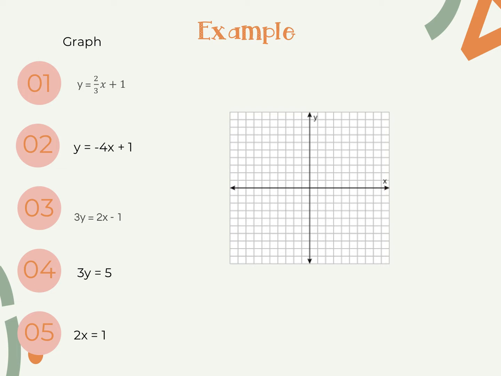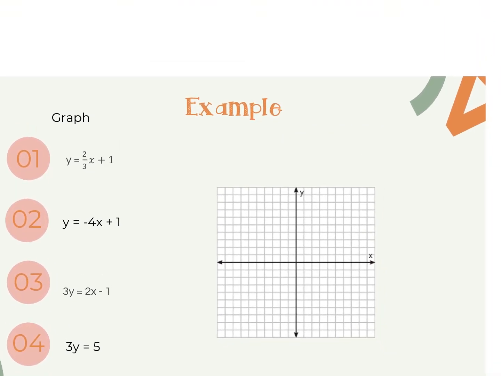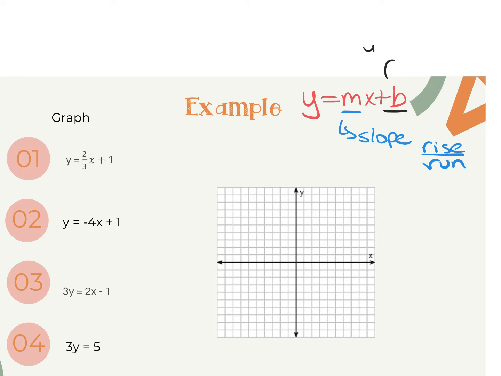Okay, so if your equation is in y equals mx plus b form, remember the m here, this is your slope. And remember, slope is rise over run. So you could just graph it by moving the rise and the run. And then the b, this is your y-intercept, also known as your beginning point, where we're going to start. And then from there, we can move the slope.